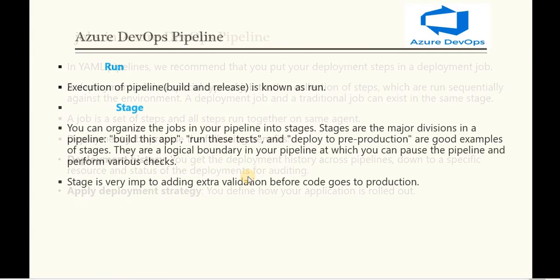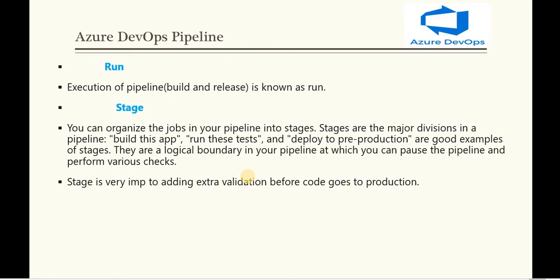Let's understand the next one, the Azure DevOps run. The meaning of run is that the execution of a pipeline is known as a run. Once the deployment starts, that full execution of the pipeline is called a run.